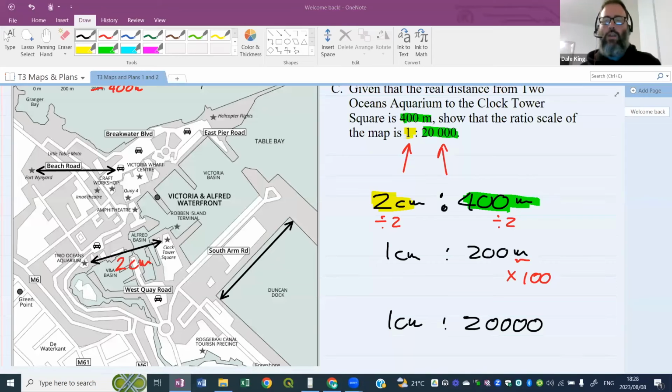Yes. Okay. So yes, based on the information they give us, well, they give us one, we've got to measure the other. They gave us that the real world distance is 400 meters, and they tell us that it's that line there on the map. So you measure that line and you get 2 centimeters. This is measured. So I'm going to write a little word here. Measured. And this one was given in the question.